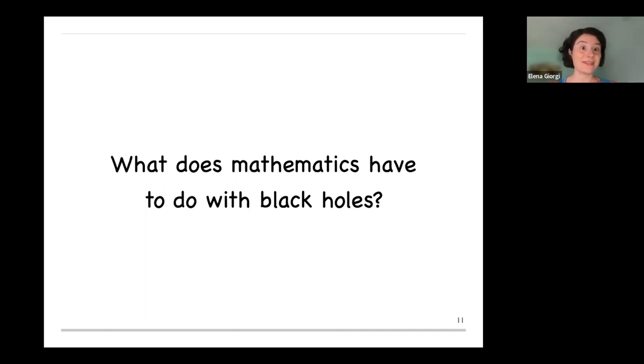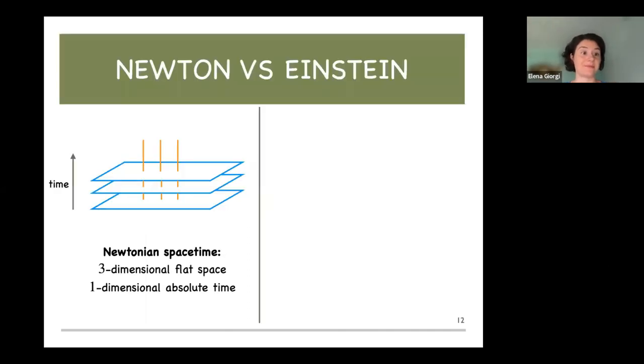Well, there is a lot that mathematics has to say about black holes. And to understand where all this begins, and what the mathematics really hidden behind these physical objects is, we should go back to the Newtonian theory of gravity and try to see how that evolves into something like black holes. Well, what was the space-time according to Newton's theory?